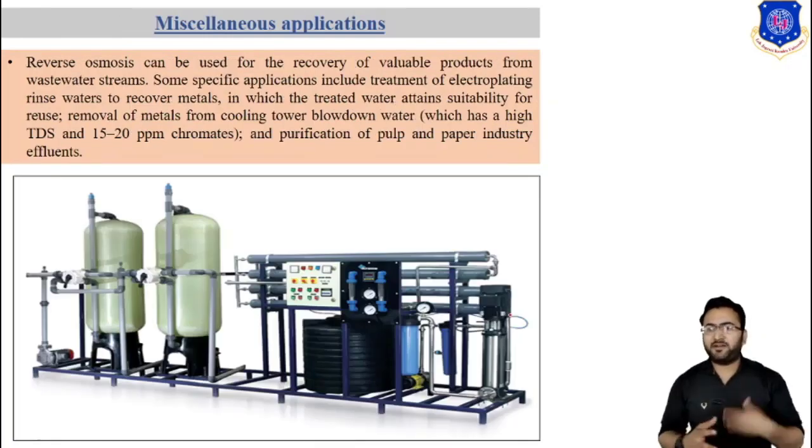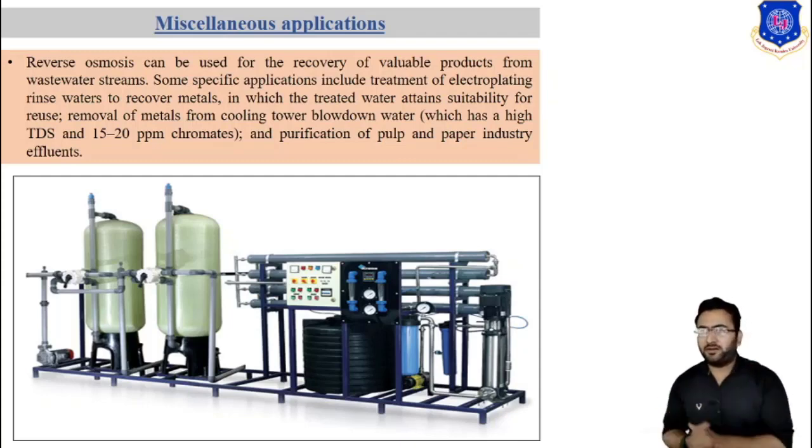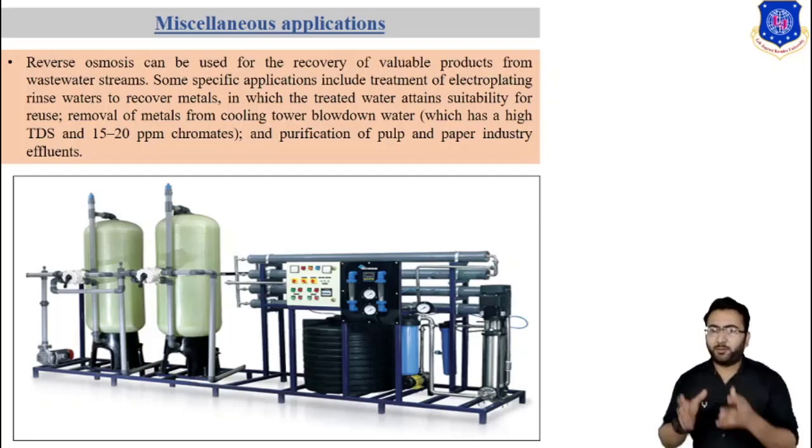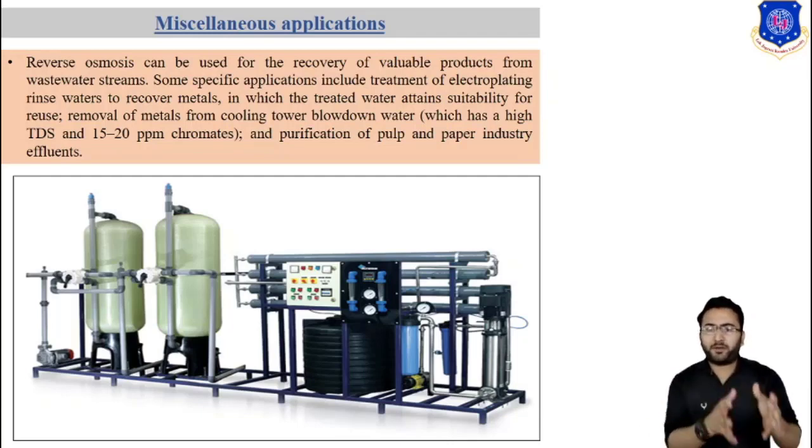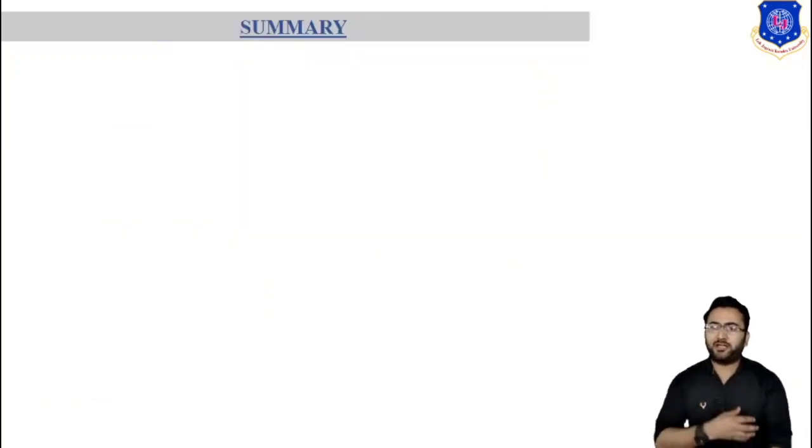Now let's talk about various other applications of reverse osmosis. Reverse osmosis can be used for the recovery of valuable products from wastewater streams. Some specific applications include treatment of electroplating rinse water to recover metal, in which the treated water attains suitability for reuse. Then it's used for the removal of metal from cooling tower blowdown water, and it's also used for the purification of pulp and paper industry effluent. So this is how reverse osmosis is used for other applications.